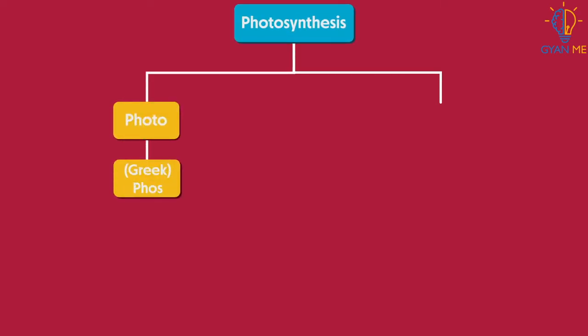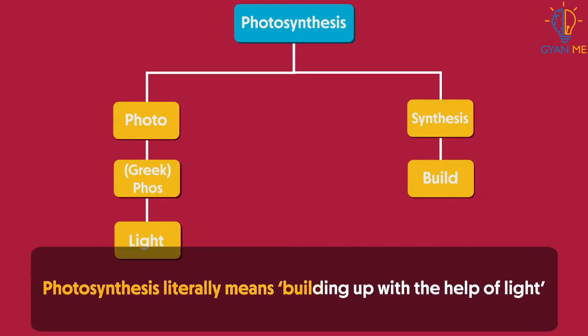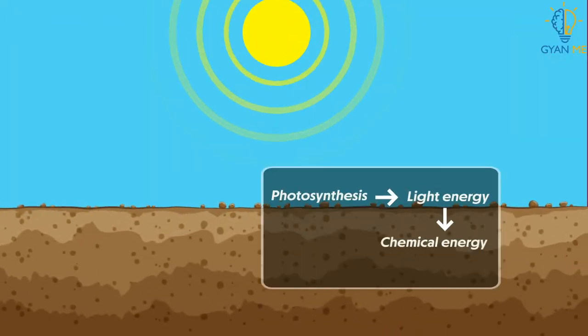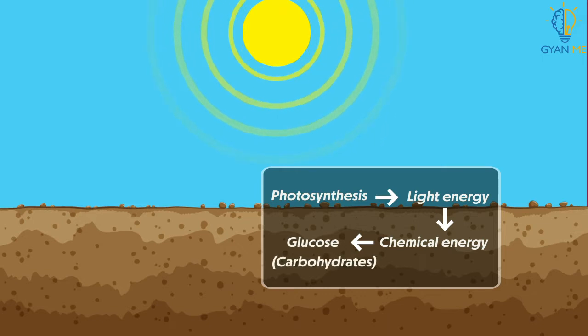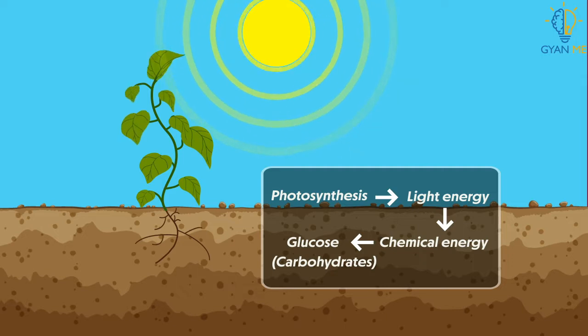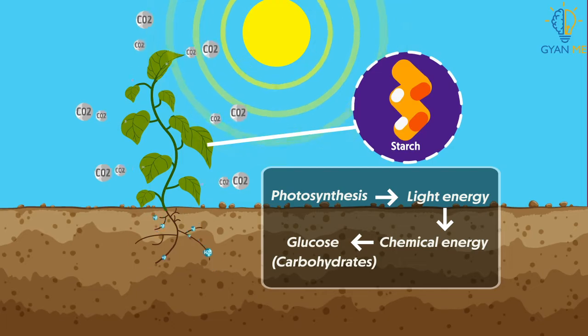The word photosynthesis is a combination of two words. Photo, derived from the Greek word phos, that means light, and synthesis means to build. Thus, photosynthesis literally means building up with the help of light. In this process, the light energy is converted into chemical energy and utilized to carry out functions like growth and development of plants. Excess of chemical energy, that is glucose, is stored in the form of starch.